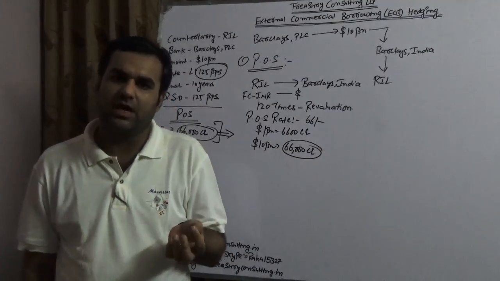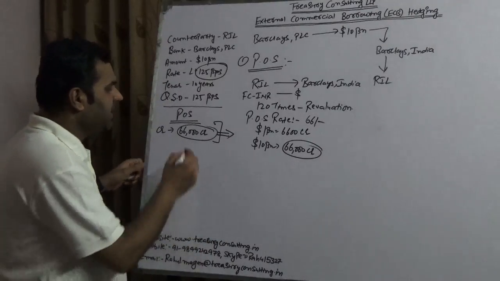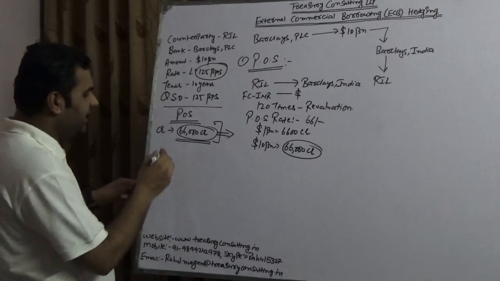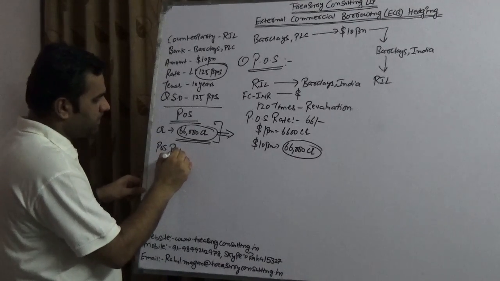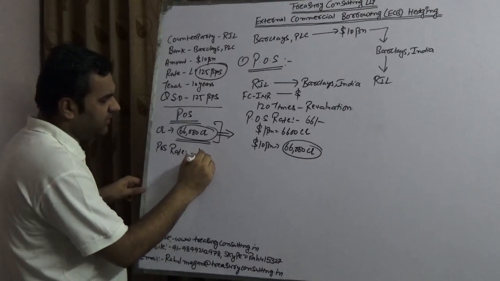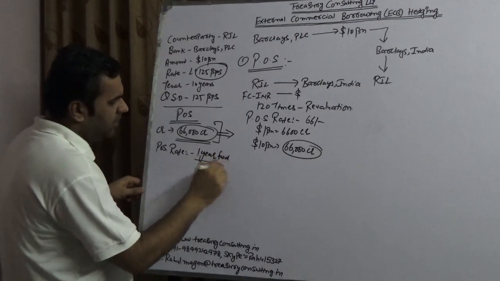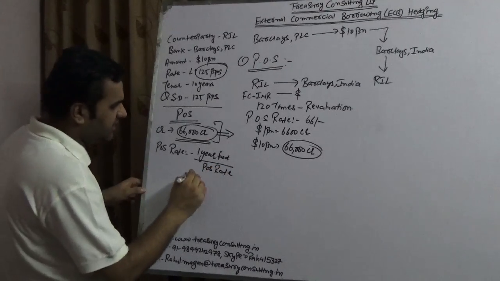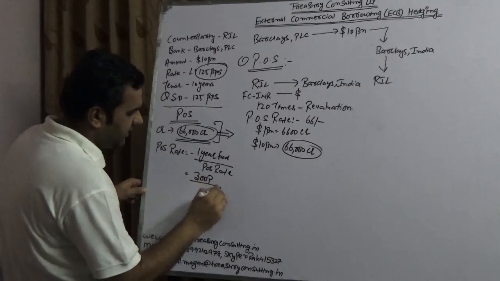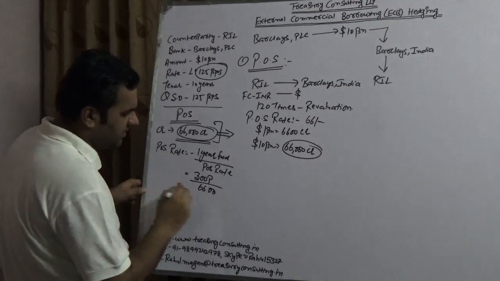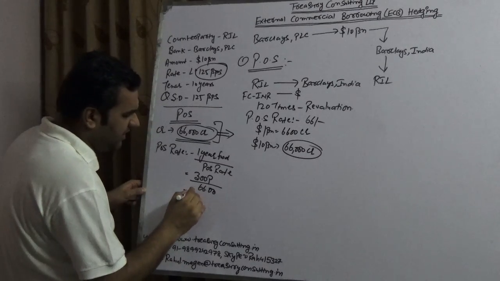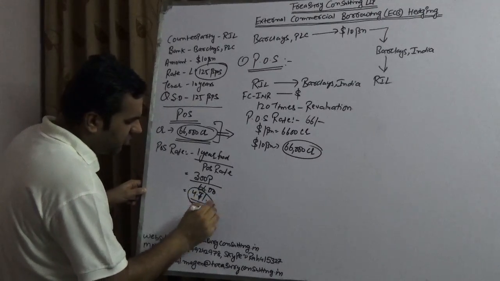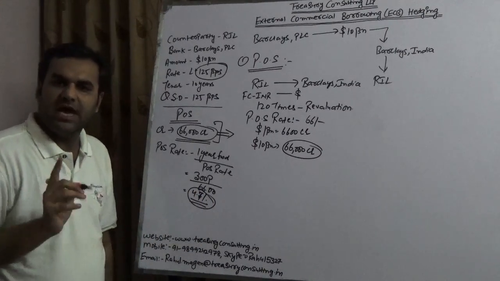In this principal only swap, Reliance would be paying after 10 years this 66,000 crores, and they would be paying a rate, and that rate would be the POS rate, the 1-year forward premium divided by the POS rate. So the 1-year forward premium is currently 300 paisa, and the rate which you are taking is 66. So roughly speaking, you will end up with somewhere around 4.7%, which you need to pay every year.